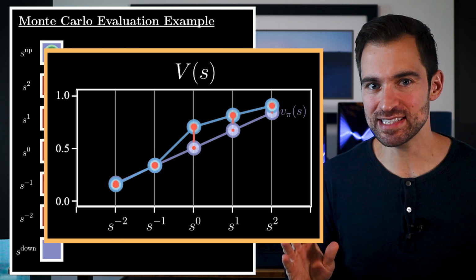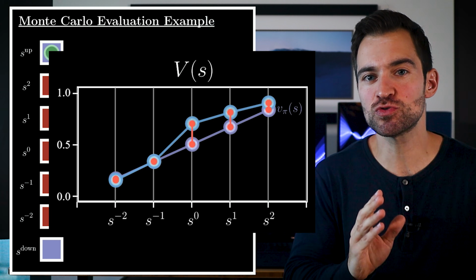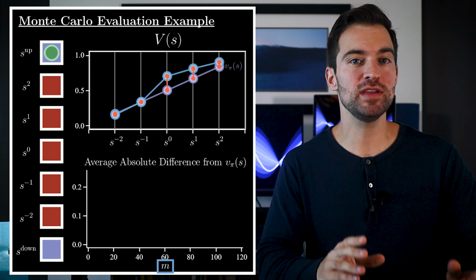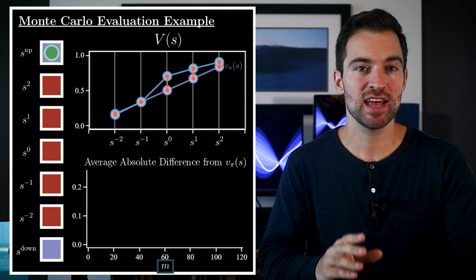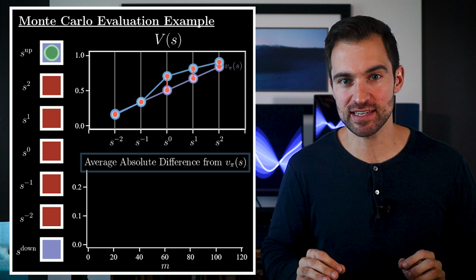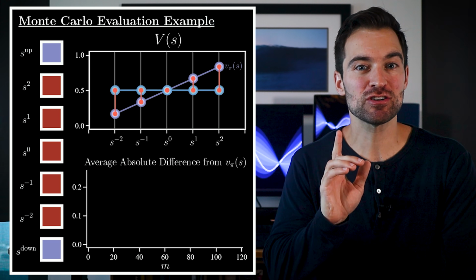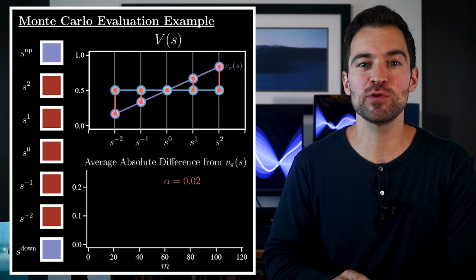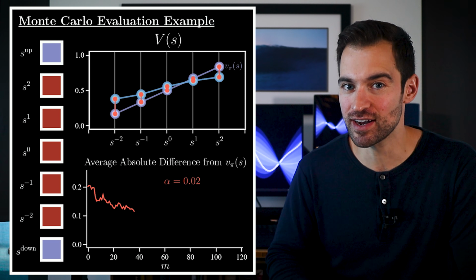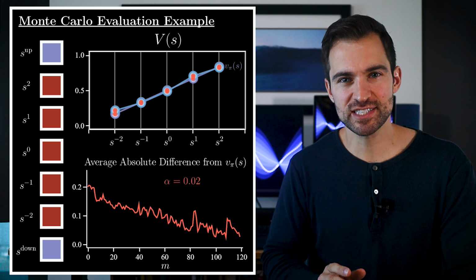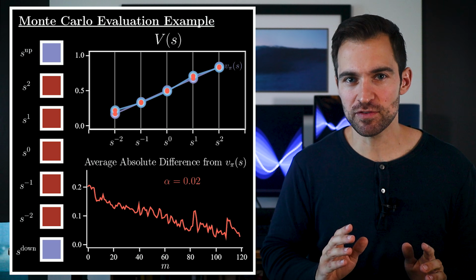Let's look at the distance between our estimates and the true value and create a new plot. The horizontal axis will be the number of episodes we've processed, and the vertical axis will be the absolute difference averaged across the states. Now, I'll show you how things evolve with an alpha of 0.02 and if we process 30 episodes per second. This shows us how long convergence takes and provides another view of alpha.